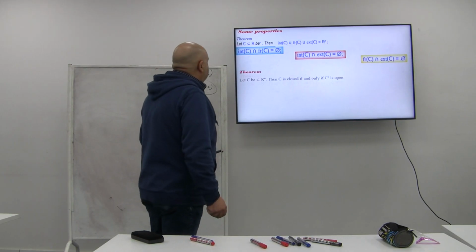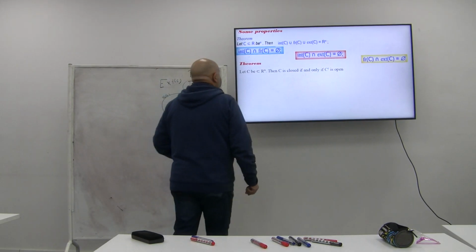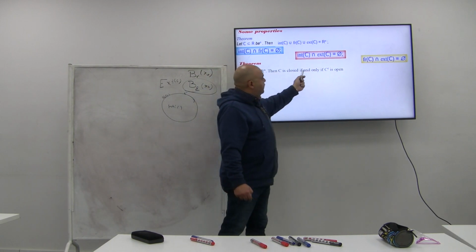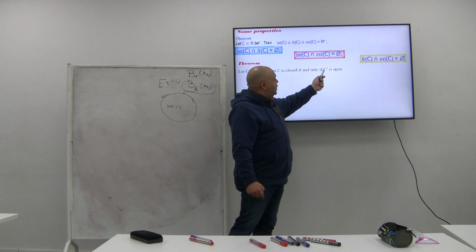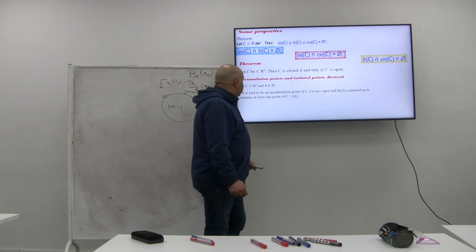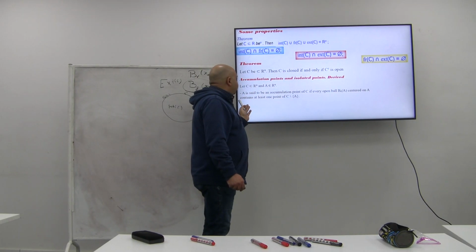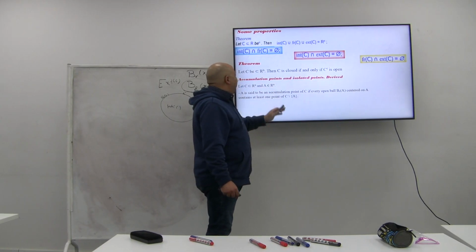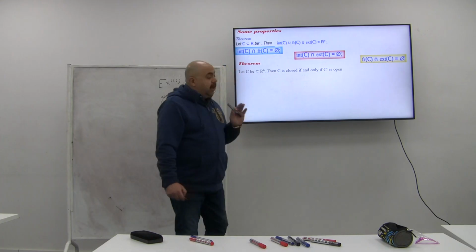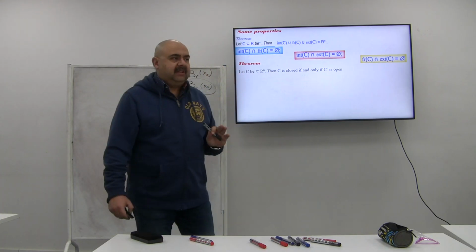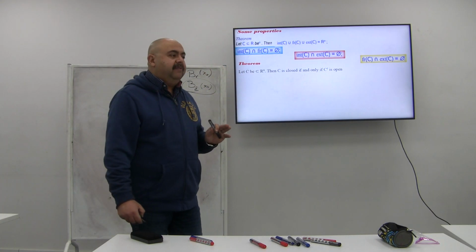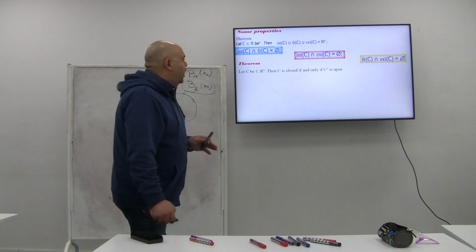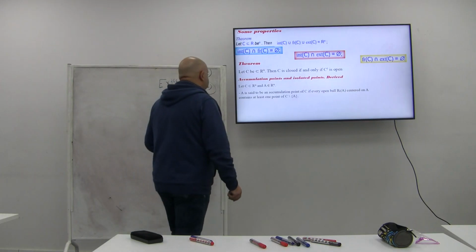Third, let C be a subset of Rn. Then C is closed if and only if, and C is open when. Here's the definition: accumulated points, isolated points and derived points. It is open once you have the interior of the set without the boundary. And it is closed once you have a solid boundary for this set.